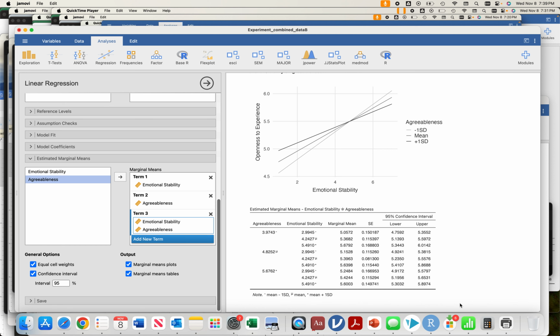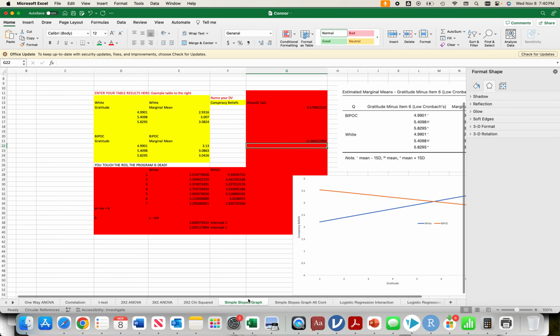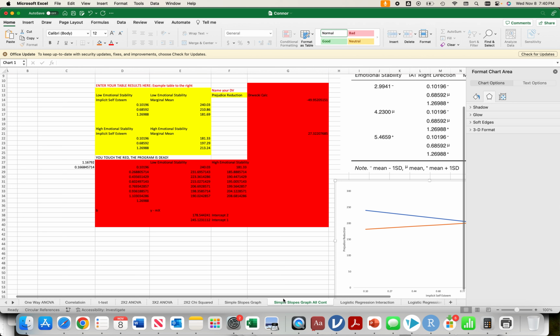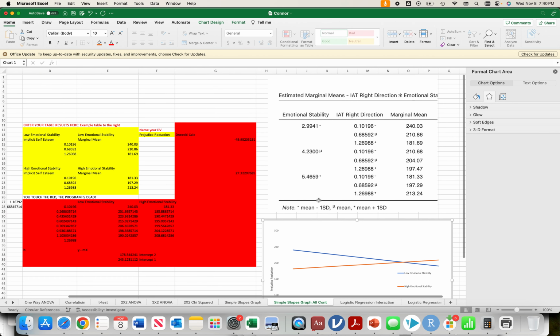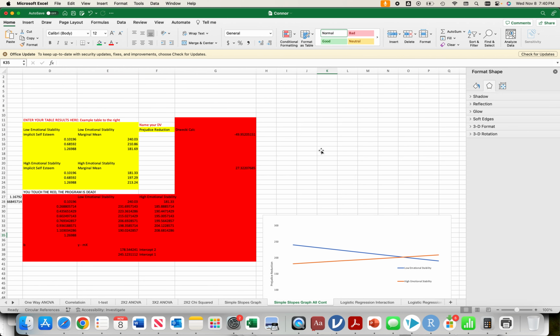So what I have to do is take this marginal means table from right here, and I'm going to use this to recreate the graphs in Excel. So I'm going to go to this simple slopes graph, all continuous. The first one has a categorical predictor, but once you know how to use this one, you should know how to use the other one. Okay? So I'm going to go ahead and delete that.